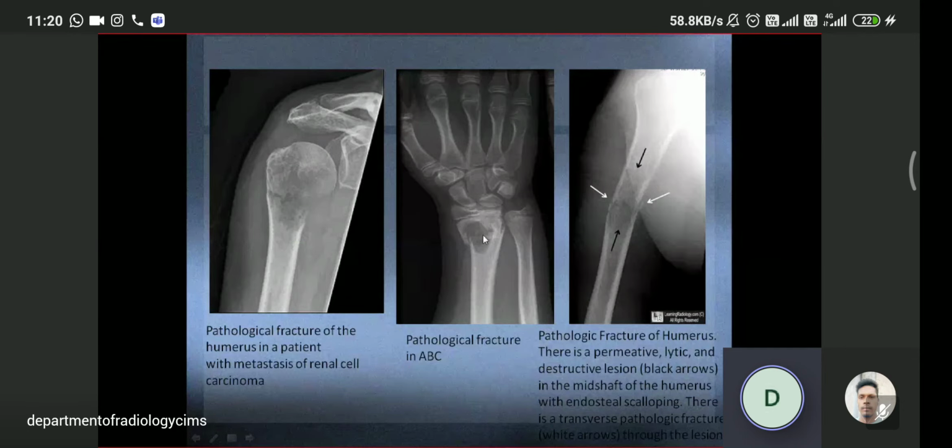Why is it pathological? Anyone? See, there is a lucency noted over the distal end of the radius. There is a permeative lesion noted over the proximal end of the humerus. So there is an underlying tumor and it gets fractured. What is this? Anyone? Which tumor is it?